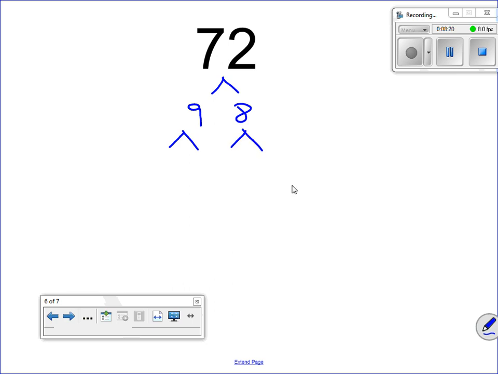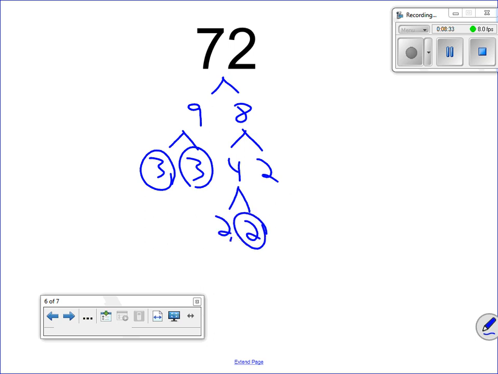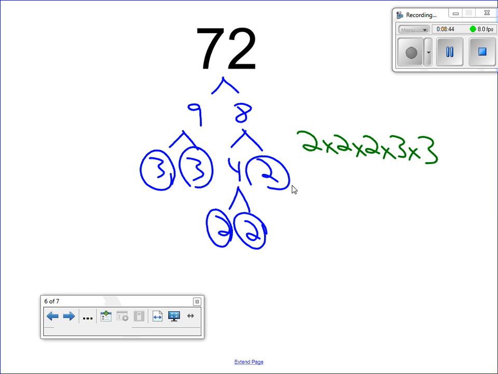Let's break them apart. I have 3 times 3. I have 4 times 2. I know 3 is a prime number because just 1 times 3 equals 3. And I know 2 is a prime number here. 4 is not a prime number because 2 times 2 equals 4. 2 here. So how would I write this answer? I have 2 times 2 times 2 times 3 times 3. How would I write this answer with an exponent? 2 to the 3rd power times 3 to the 2nd power.